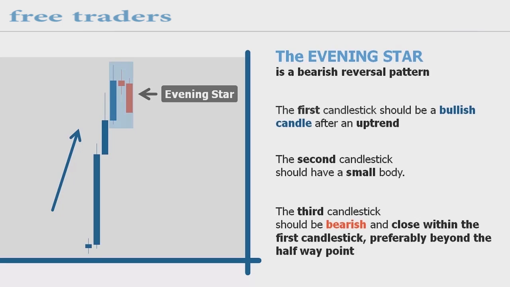The third candlestick, which completes the evening star pattern, is a bearish candle that closes at least halfway within the body of the first candlestick. This shows that the bears are gaining control. The price has a high probability of reversing to the downside once this triple candlestick pattern completes.